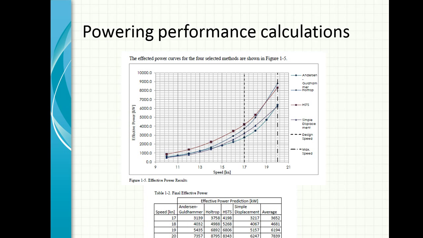Now, at the end of this entire exercise of resistance and powering calculation, what comes out is, at a certain speed, you estimate a certain power required to power the ship. There are certain theoretical methods, there are model testing methods, and for instance here what is given are these various methods of calculation. One is the Guldhammer method, there is the Hallstrop method, a simple displacement method, and you can even average it out. So if 17 knots is your speed, what would be the effective power needed? That can be estimated.